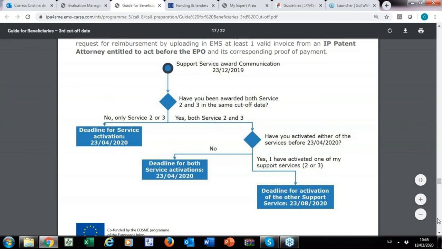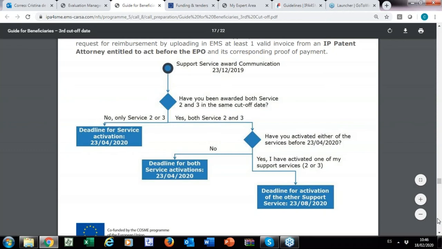Is 23rd December, communicate. Have you been awarded with service two and service three in the same cutoff date, the third cutoff date in your case? No, only service two or service three in this case. So the deadline is unmovable. I mean, it's 23rd of April, yes or yes.